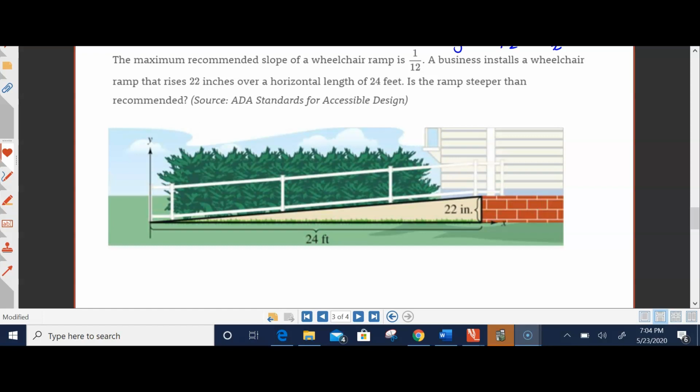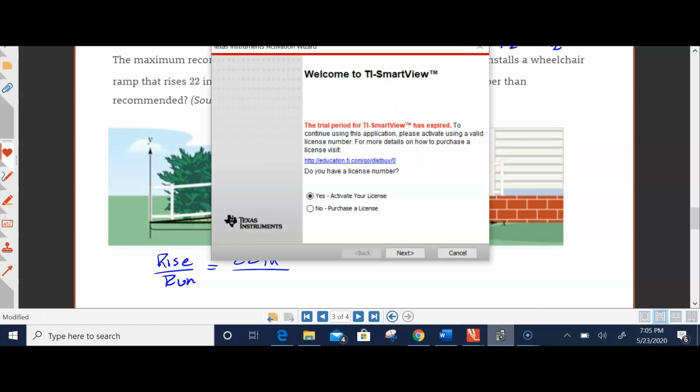So remember, our slope is rise over run. The rise is 22 inches, and I need my run in inches as well to compare. So in order for me to compare, let's go ahead and change 24 feet to inches. So let me pull up my calculator and multiply 24 times 12.